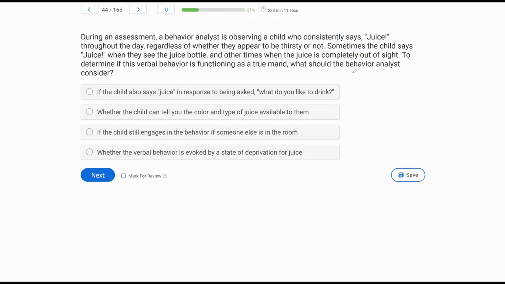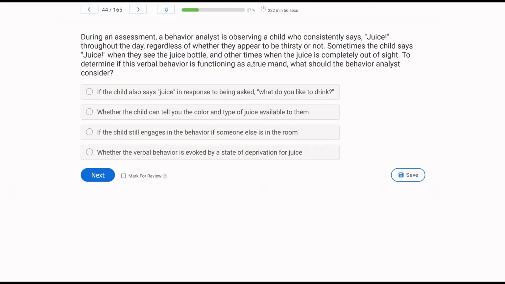Verbal operant question. For verbal operants, you need to know a few things. What evokes the verbal behavior, which is probably the most important. Is there point-to-point correspondence? Is there formal similarity? And what is reinforcing that behavior?